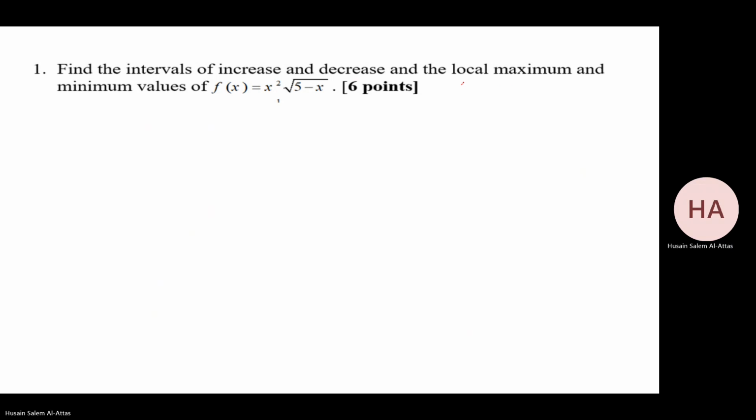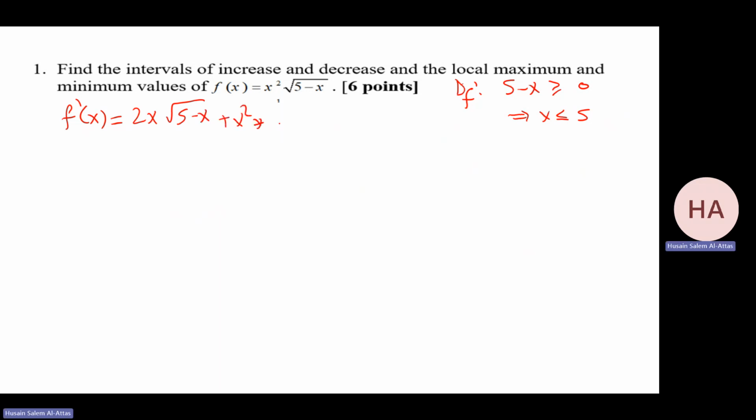Here the domain: I need 5 minus x to be greater than or equal to 0. That means x is less than or equal to 5. So that's my domain. Now let me do f prime. f prime will be what? 2x square root of 5 minus x plus x squared times 1 over 2 square root of 5 minus x times minus 1. Simplify it. That gives me 4x(5 minus x) minus x squared over 2 root 5 minus x.